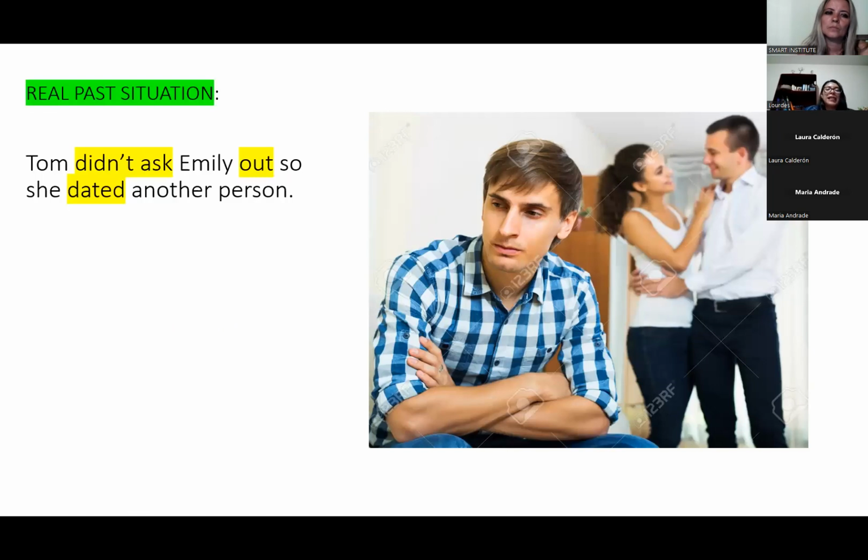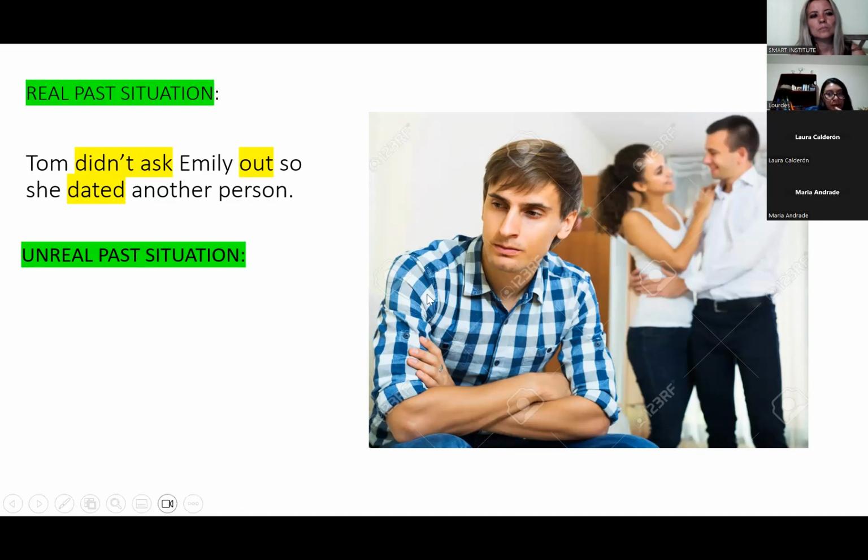Okay, you are going to do this example. So this is Tom. Tom didn't ask Emily out, so he didn't invite Emily, so she dated another person. Can you express the regret, or can you express an opposite idea of the reality, to the past real situation? Can you make the sentence about the unreal past situation? Can you use the third conditional here?